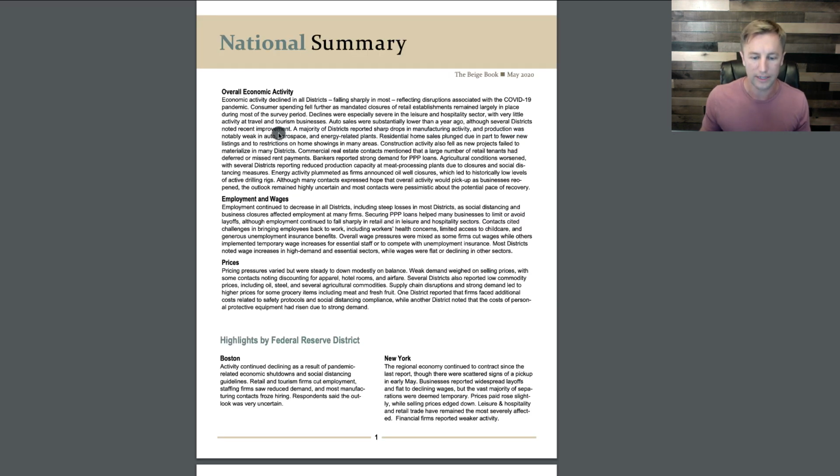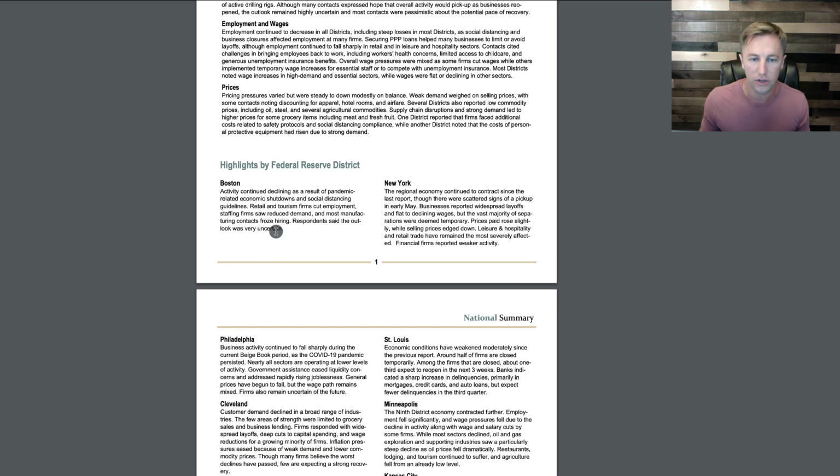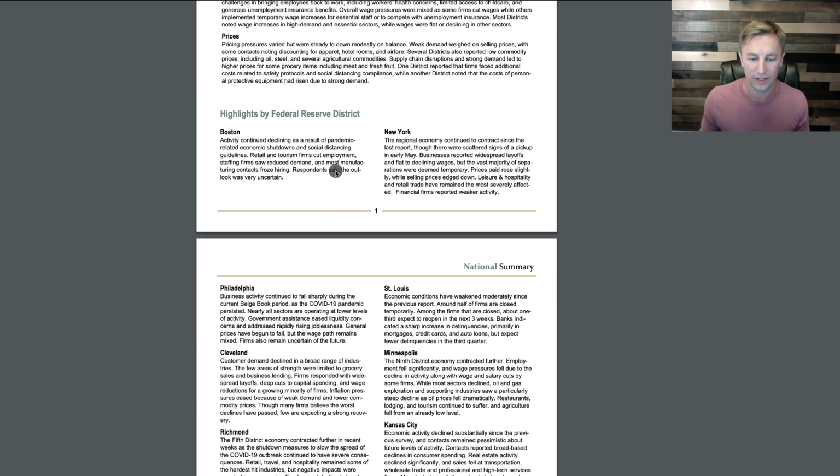And if you keep scrolling down on the first page, you're going to see a national summary. This is where it takes all the 12 districts and summarizes what's going on in the economy. It's going to go over overall economic activity to employment and wages, prices, and then it's going to give highlights to each Federal Reserve district.